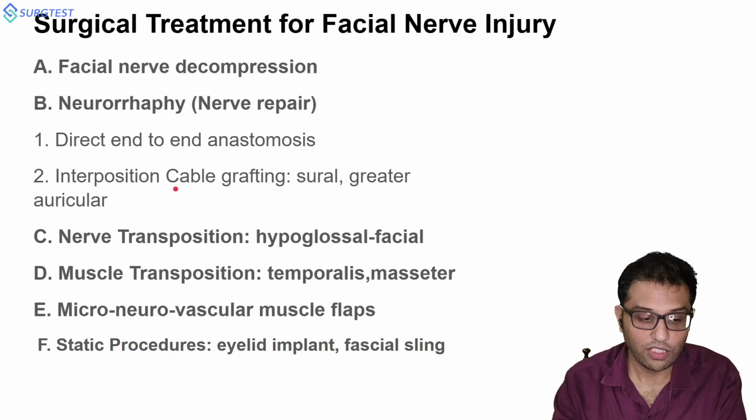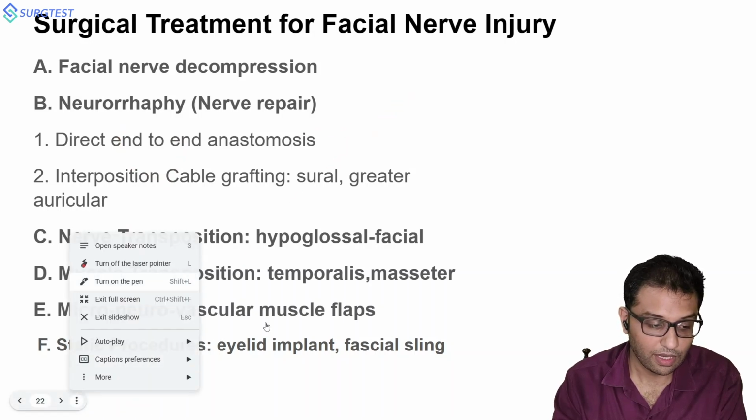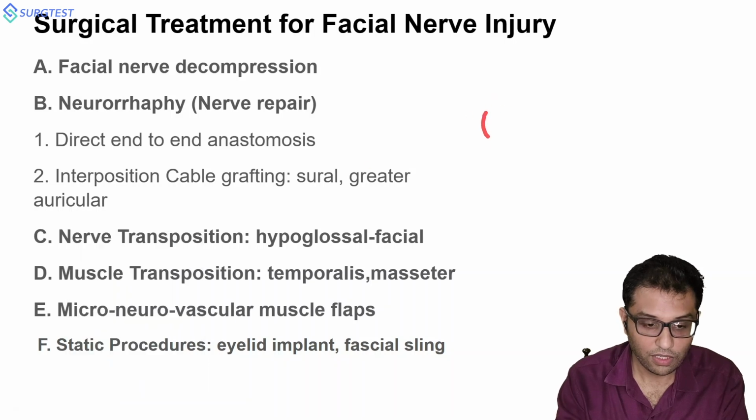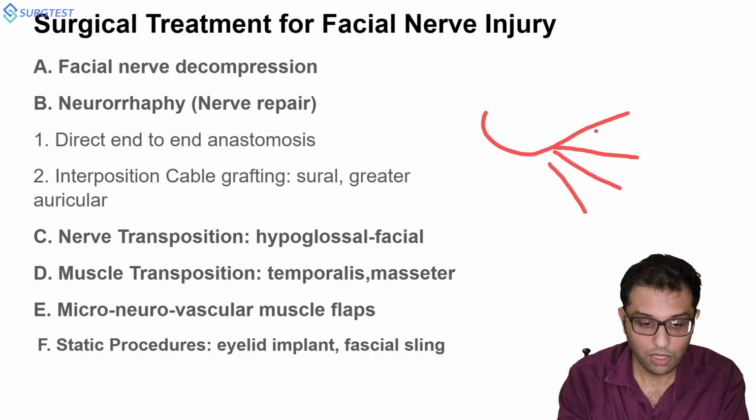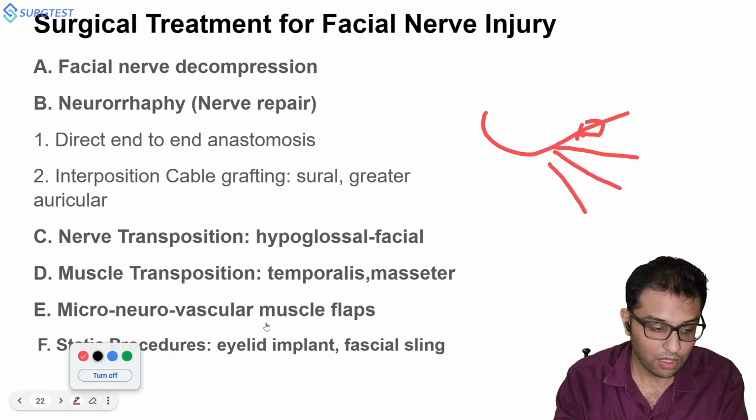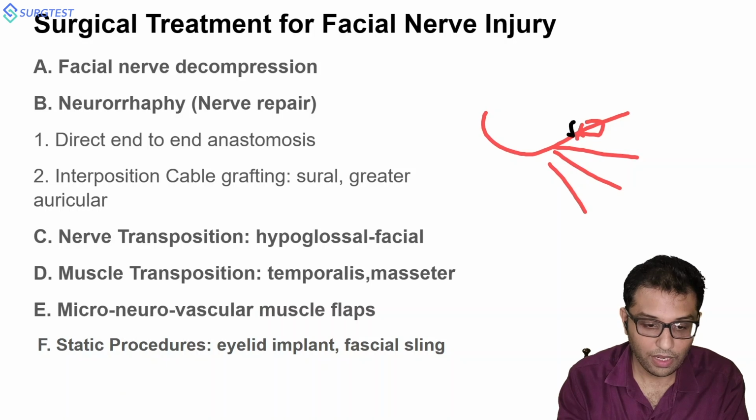If the defect is more than 1 cm, we can do a cable grafting with a sural or greater auricular nerve. This is possible if the proximal supply of the facial nerve is coming. So this is your facial nerve, and if this segment is cut, you can repair it primarily. You can do a primary repair or you can put a graft, but this current should be working.